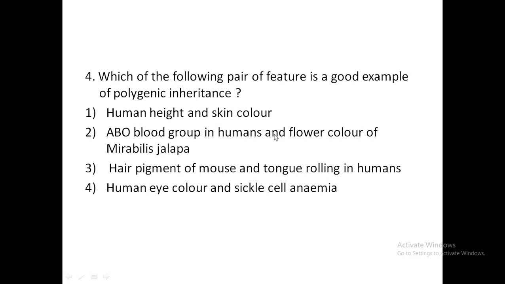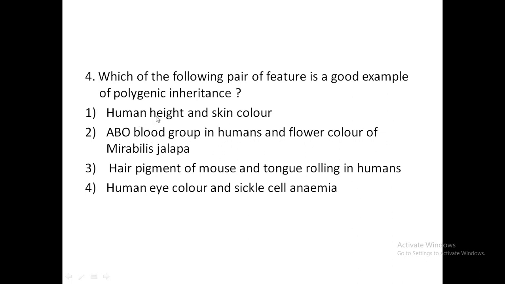ABO blood group in humans and flower color of Mirabilis jalapa. Now you know that ABO blood group is controlled by multiple alleles. It is controlled by 3 different alleles: IA, IB, and i. So that you have studied. So here more than one allele is there. Sorry, more than one allele pair is there in a gene, but it is a single gene.